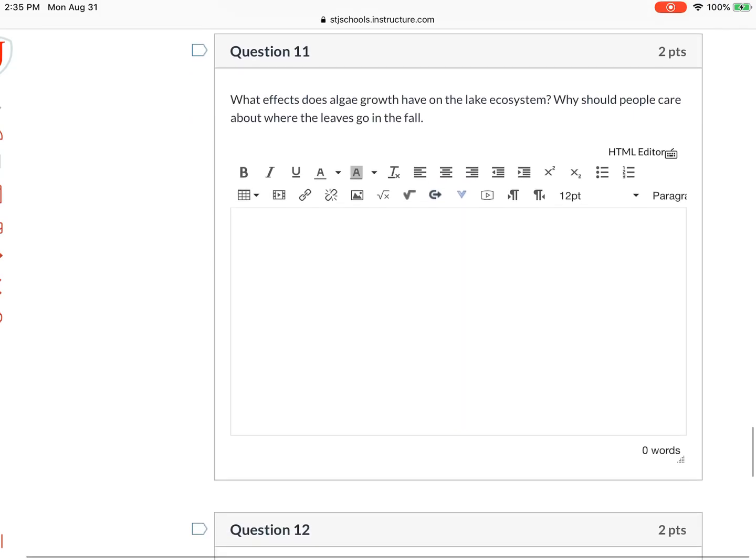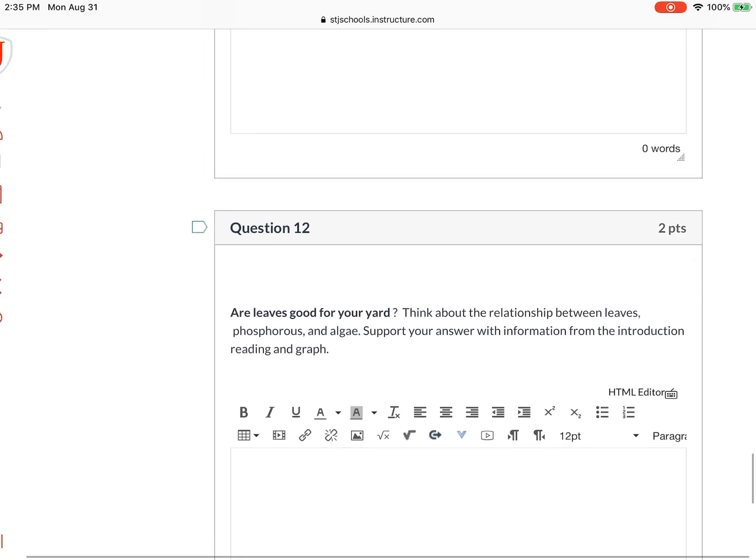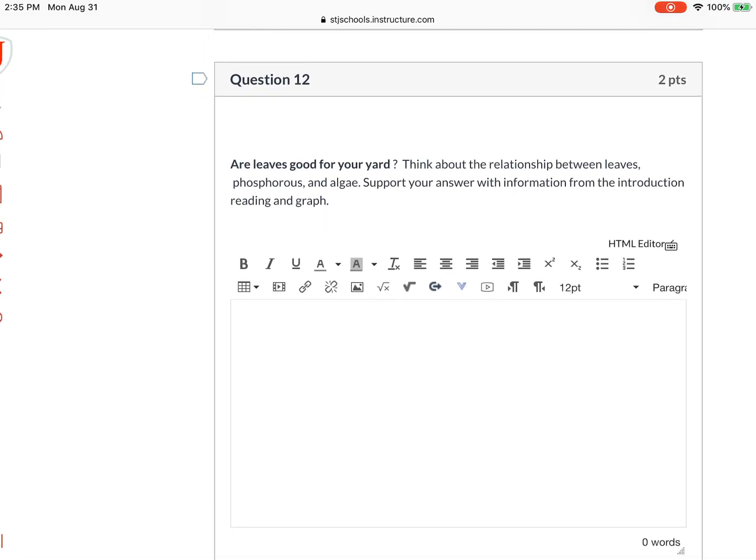Okay, and then what effect does algae growth have on the lake ecosystem? Why should people care about the leaves and where the leaves go in the fall? What it means by the lake ecosystem is the animals living in the lake. Okay, what effect do you think that it has on them? And then why should we care? Just think of what we do with the animals that are in the lake and things like that. I'm trying to lead you to the answer, not give you the answer. All right, and then are leaves good for your yard? Remember, for plants to grow, we need nutrients.